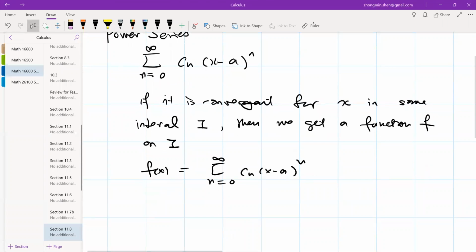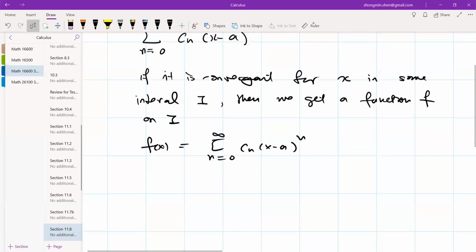Conversely, a function on an interval can be expressed as a power series. But not every function can be expressed as a power series. Usually those are called good functions, which may not necessarily be expressed as an elementary function. So we are given a special series, and we call it a power series if it's written in that form, c_n times (x minus a) to the n. If it is convergent for x in some interval, then we get a function f on that interval, which is given by this formula.